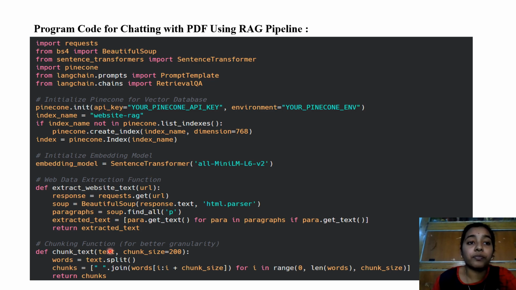Chunking function. This function breaks large chunks of text into smaller pieces to improve embedding quality and database retrieval performance. It splits the text into words and groups them into smaller chunks of up to 200 words. This helps to avoid overloading the Pinecone index with excessively large vectors and improves the precision of query results.